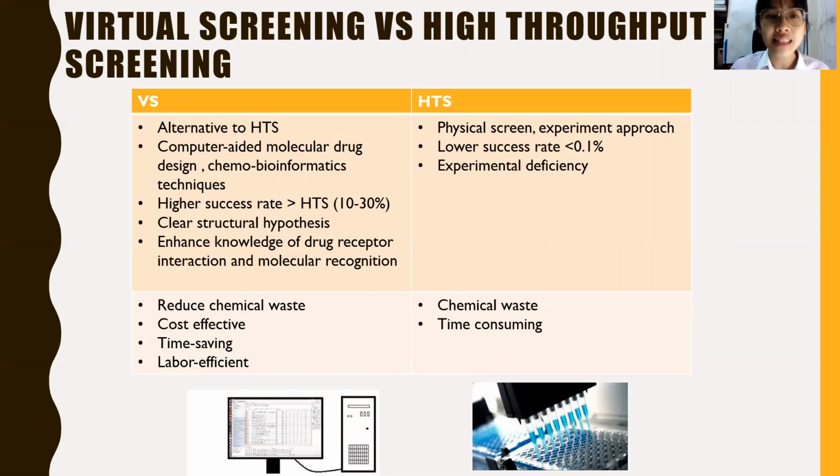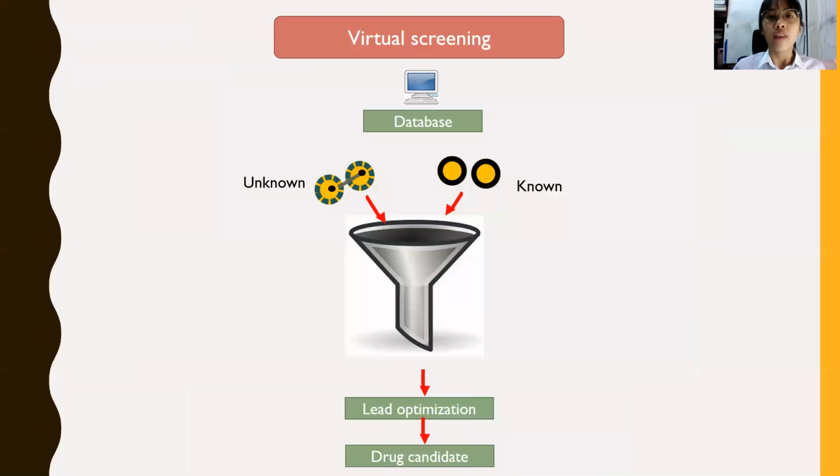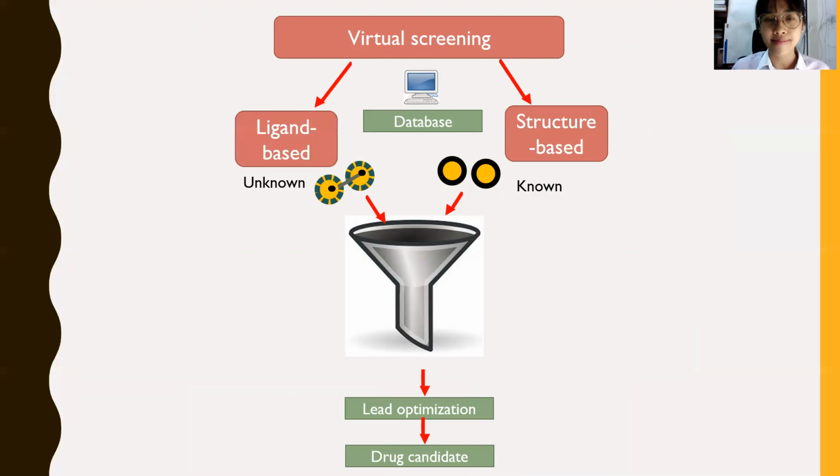It gives a higher success rate, clear structural hypotheses, and improved understanding of drug-receptor interactions and molecular recognition. Besides, it reduces the exchange cost and human resources spending. Importantly, since there is overwhelming demand for a COVID-19 drug, it helps to save time for drug development. Virtual screening consists of two methods, ligand-based and structure-based.